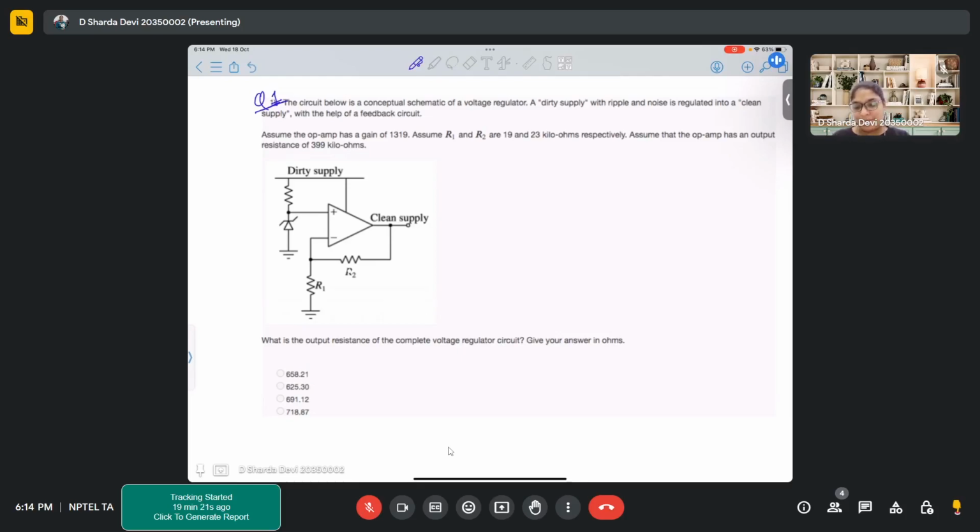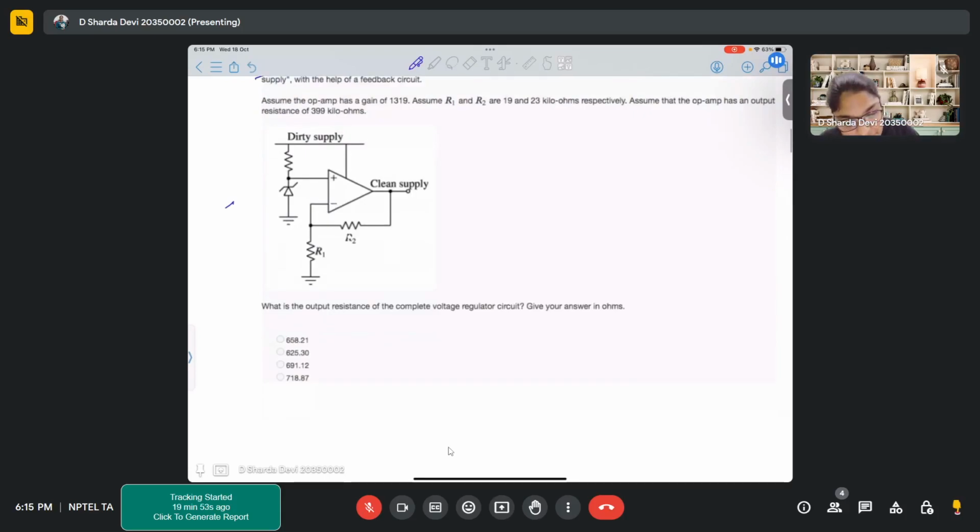But earlier, people used to buy separate regulators for, let's say, fridges and all. They used to use those regulators for the fridges so that if there is a certain fluctuation in your power supply, that fluctuation will not damage your system or circuit. So this is a similar type of regulator circuit. In this is a Zener diode.